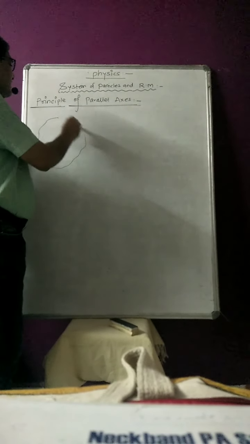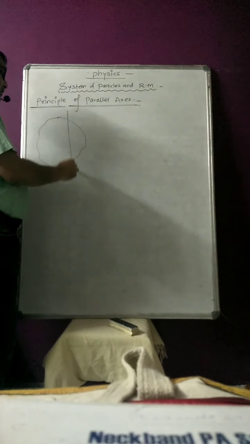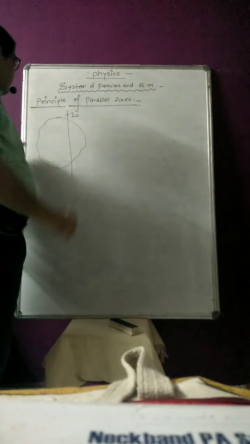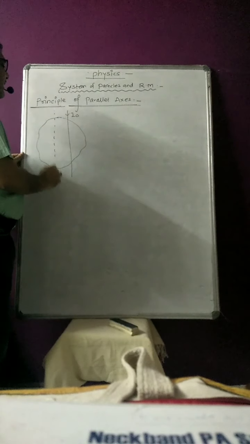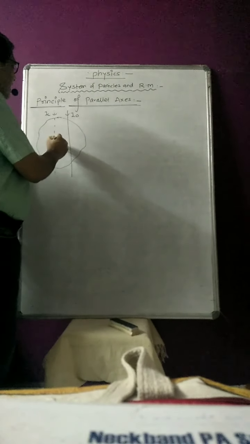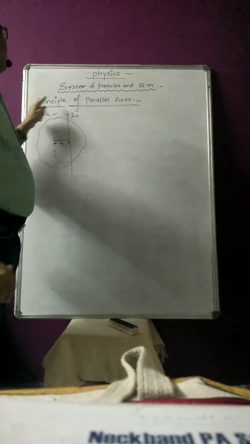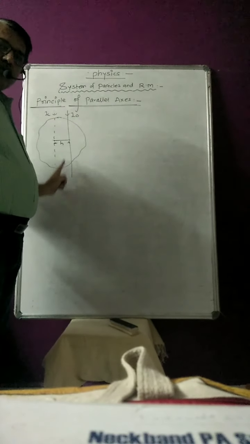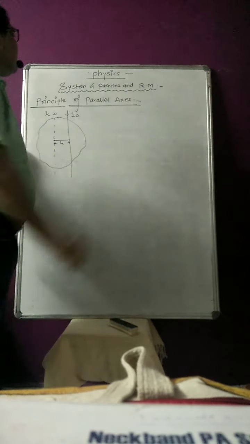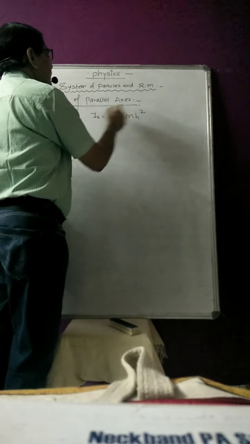Suppose this is any rigid body. If I want to find out the moment of inertia about any given axis, suppose that is I0, but I know the moment of inertia of the body about the axis passing through its center of mass, which is IC, and the perpendicular distance between the two axes is h, then the parallel axis theorem states that the moment of inertia of the body about the given axis is I0 is equal to IC plus m into h square.